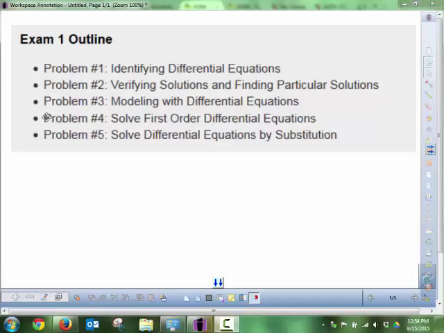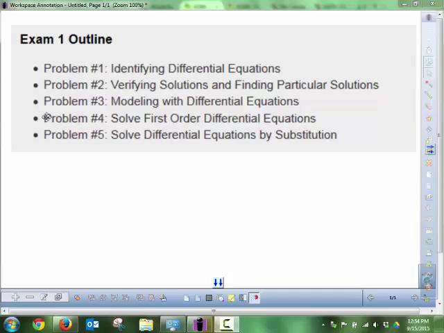You have to check if it's homogeneous. It might be a Bernoulli equation. You have to check one of those criteria. All right. I think that's it. 5 problems. 5 with multiple parts. Yeah.